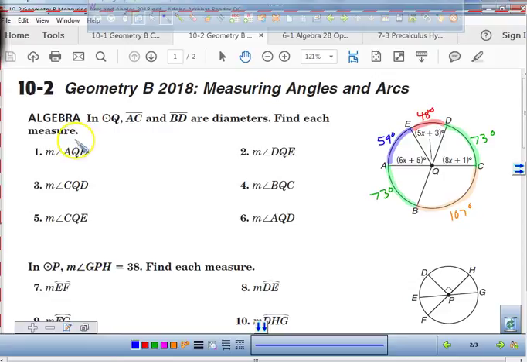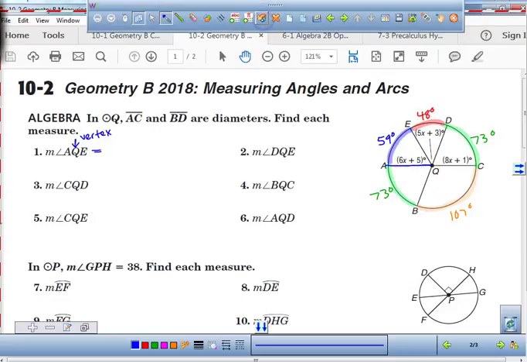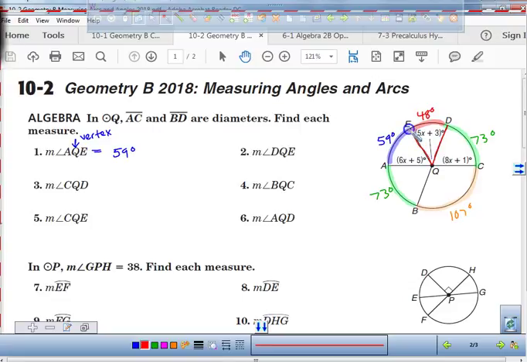Okay. So now it's important when you solve for these, it's important that you understand that every single one of these, the middle letter represents your vertex. Okay? So order matters. We're trying to find the measure of angle AQE. So here we go. We're going from A to Q to E. What's the measure of this angle right in there? 59. Boom. You're done. Okay. Next one. It says D to Q to E. So we're going from D to Q to E. 48. Oh, wow. That was easy.